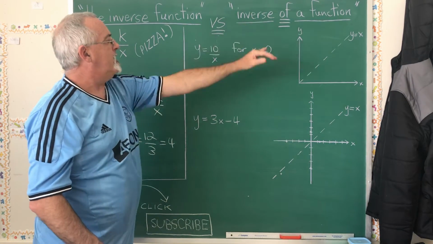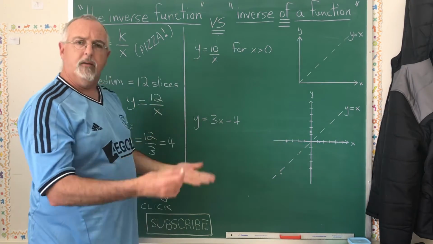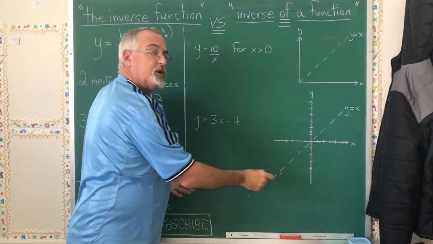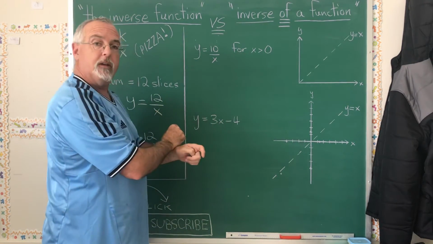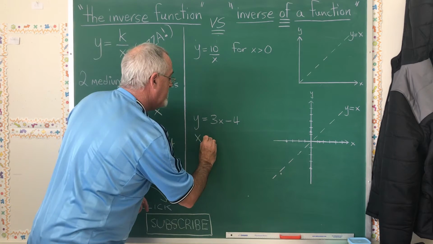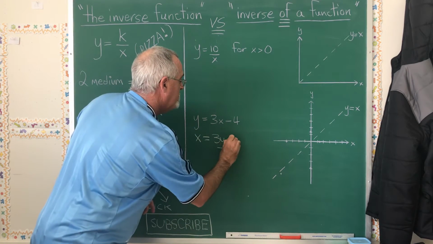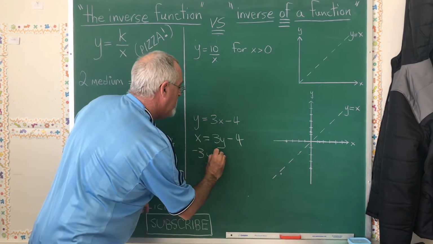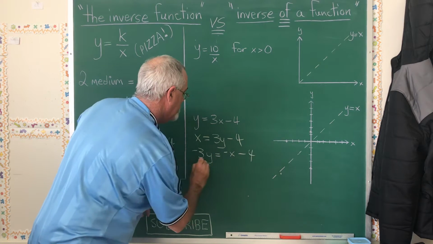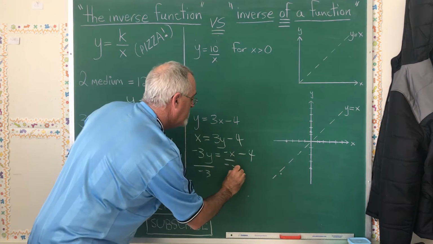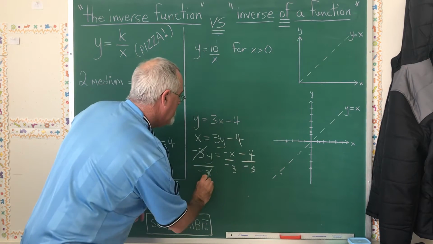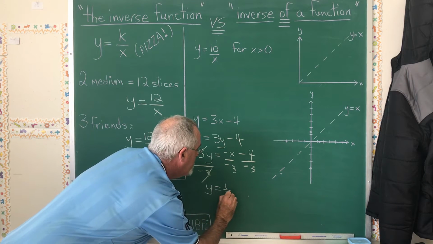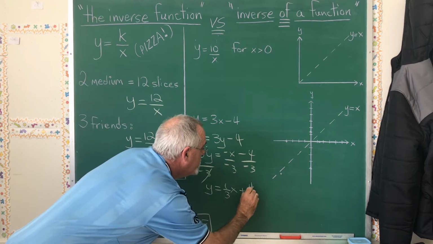If you're doing the inverse of a linear function, it's not that confusing. The inverse of a linear function, we are going to draw the reflection or switch the positions of the x and the y. So if I do that, I have x equals 3y minus 4. I can isolate my y with algebra, and I get the inverse of the original function, which will be y equals 1/3 x plus 4/3.